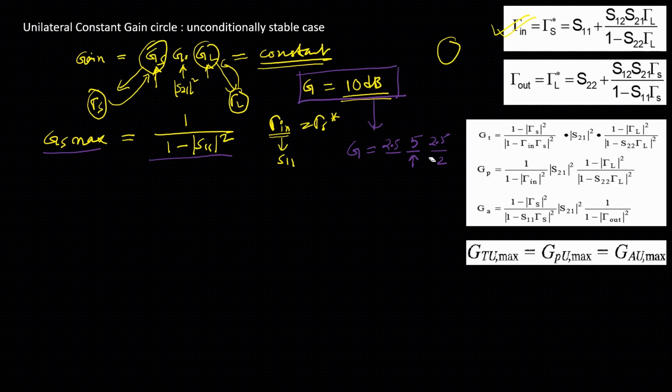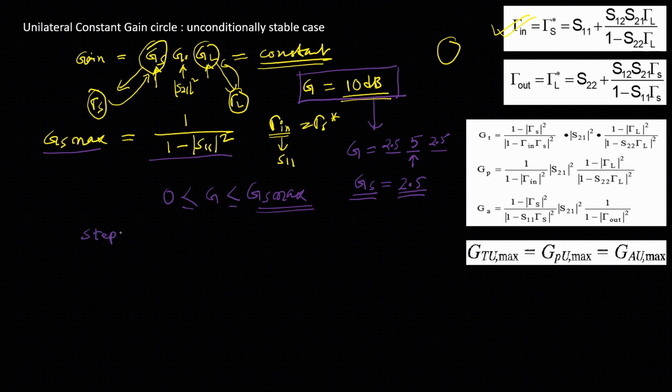So for symmetry, let's take 2.5 and 2.5. So this is my GS, that is, I need to achieve 2.5. And what would be the range of my GS? The range of my GS could be from 0 up to how much it can gain? It can go up to GS max, because this is the maximum gain I can get from the input part.